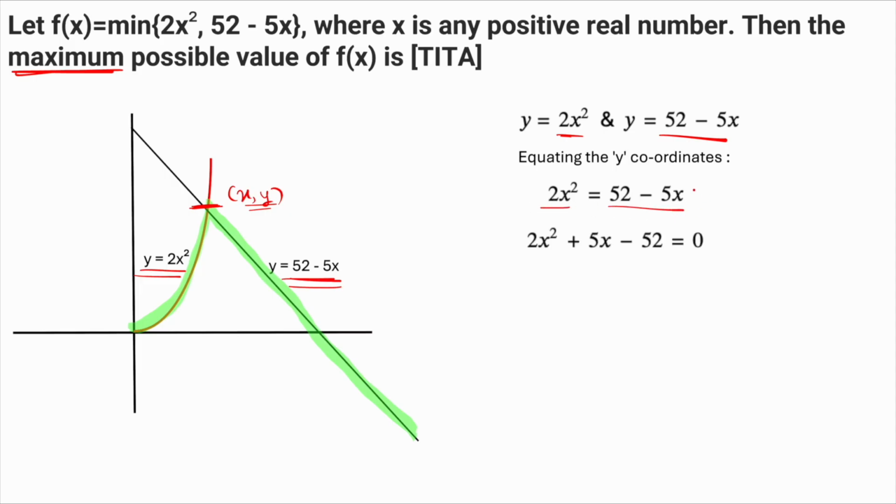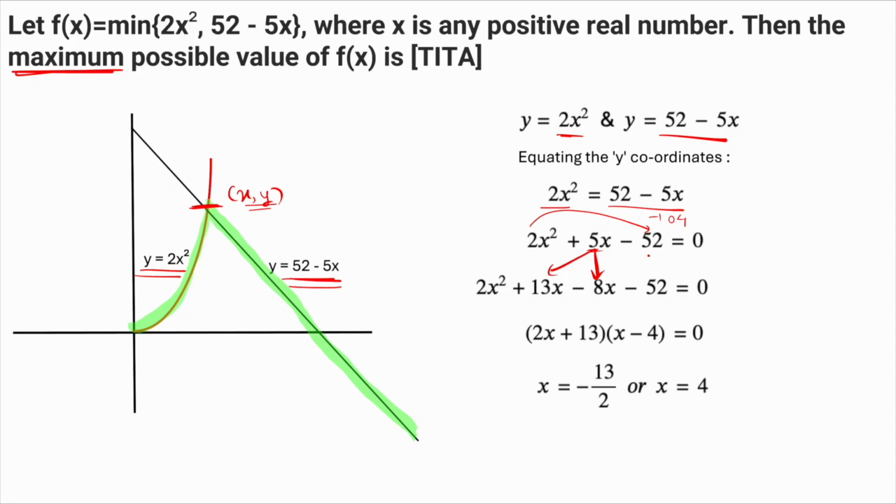On simplification, this becomes a quadratic 2x square plus 5x minus 52. I want two numbers whose product is 2 into 52, that is 104, and the sum should be 5. Some knowledge of tables will tell you the numbers are plus 13 and minus 8. So I can break 5x as 13x minus 8x, right? So the quadratic now becomes 2x square plus 13x minus 8x minus 52 is 0. This simplifies to 2x plus 13 into x minus 4 is 0, or x is minus 13 by 2 or x is equal to 4.